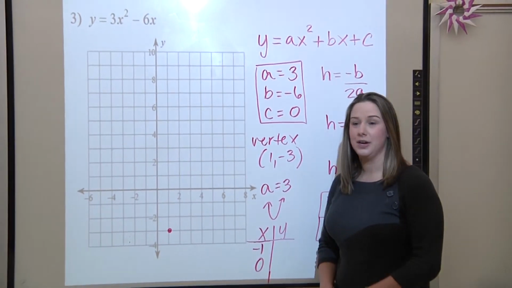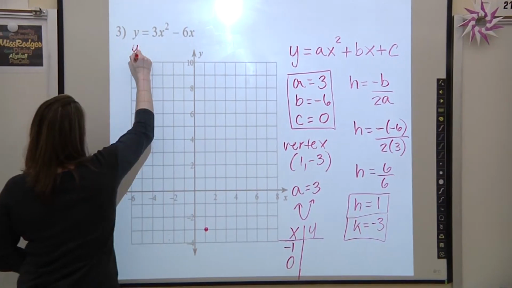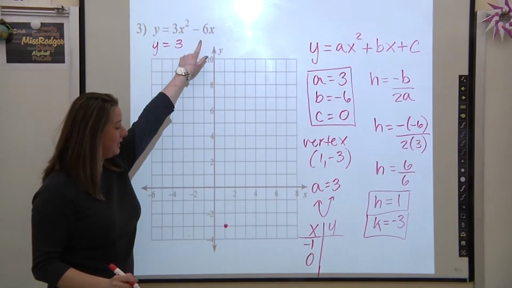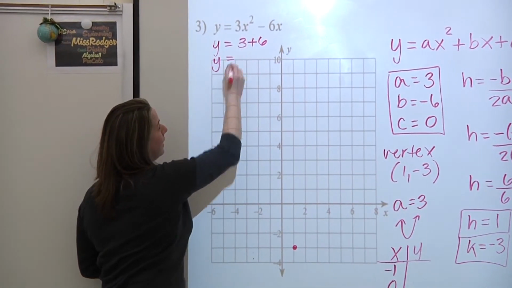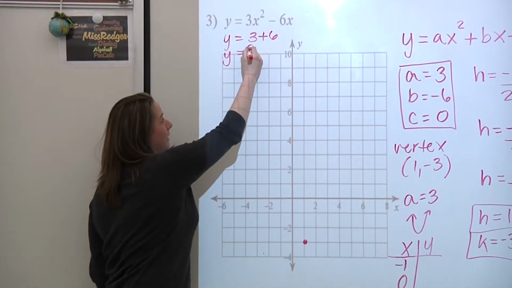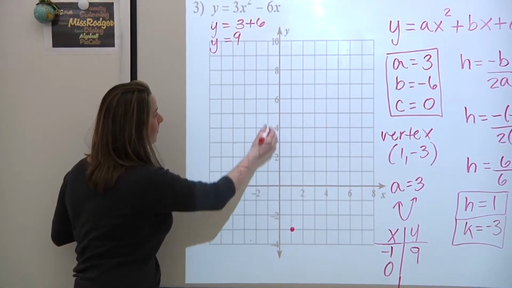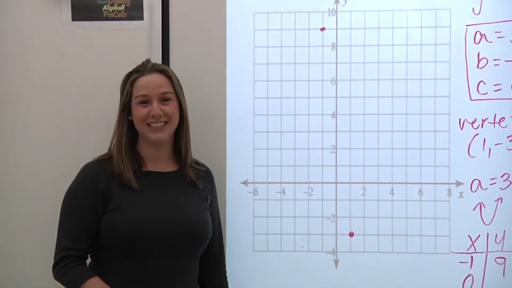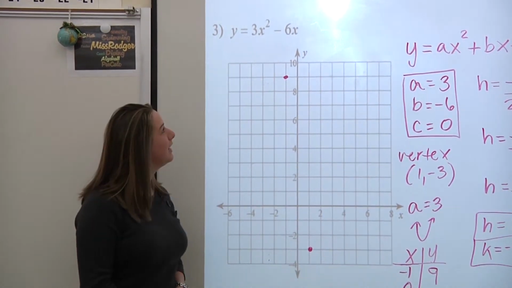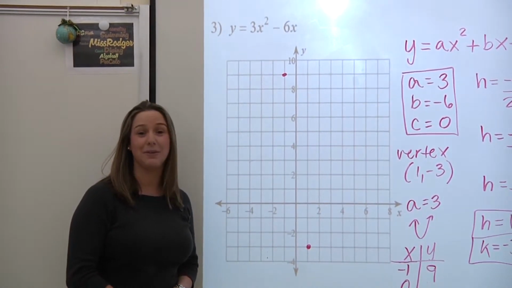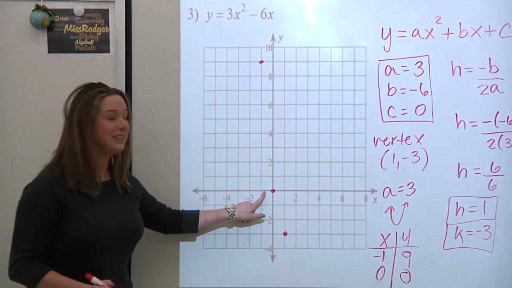-1 squared is 1. 1 times 3 is 3. -6 times -1 is 6. So here, y is going to equal 9. Let's plot that point. Let's try 0. 0 squared is 0. 0 times 3 is 0. -6 times 0 is 0, and 0 minus 0 is 0. Wow, that's our y-intercept.